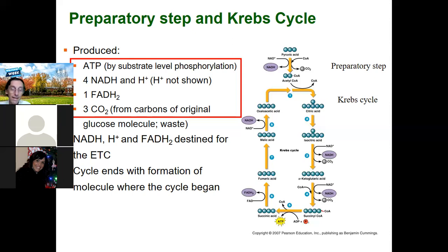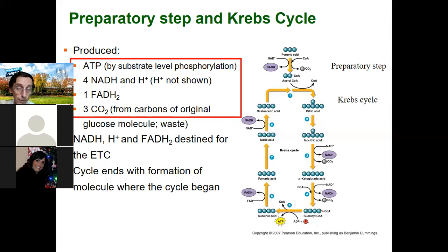Nobody's going to take a guess. In the glycolysis, glucose is converted to 2 pyruvic acids. So the preparatory step in the Krebs cycle will run 2 times per molecule of glucose, because from glucose, we generate 2 pyruvic acids in glycolysis. Everybody got that?